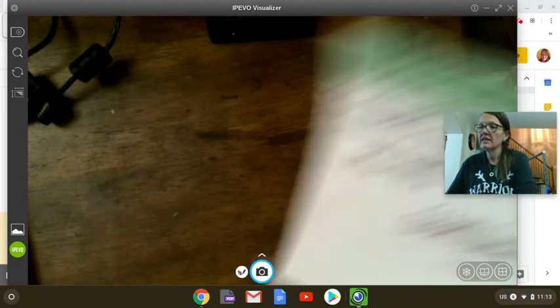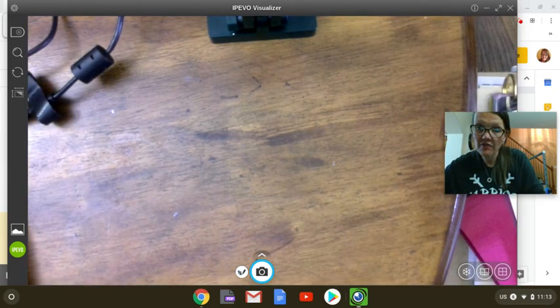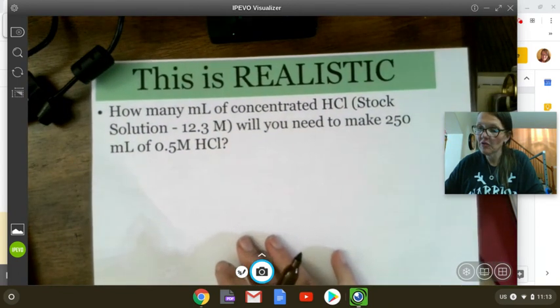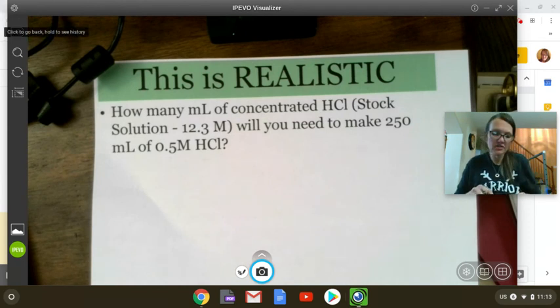Okay, one last example, and then I'll let you practice on your own. I only even gave you 5 problems because they are so basic, it would have been ridiculous to do more than that. So it says, how many milliliters of concentrated HCl? So concentrated would be before the solution.